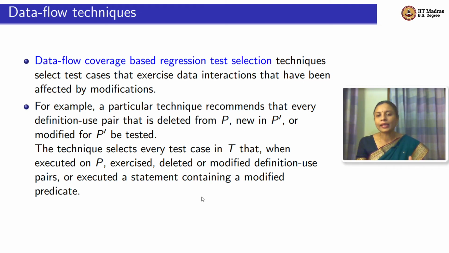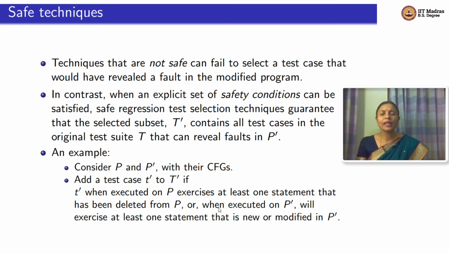So this technique basically selects every test case in T that, when executed on P, exercises deleted or modified definition-use pairs, or is executed on a statement containing a modified predicate. Then there are a bag of techniques that focus on safety of the new modified version P prime. So we call them safe techniques. A typical technique that is not safe will fail to select a test case that would have revealed a fault.